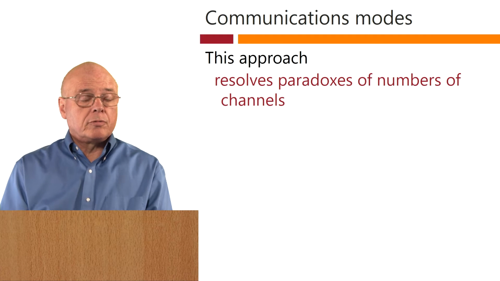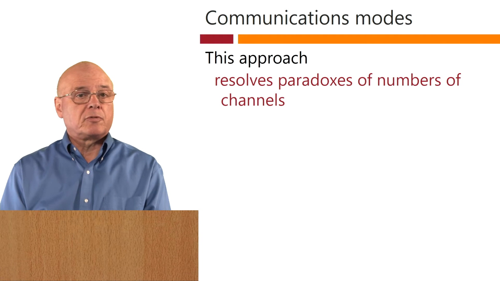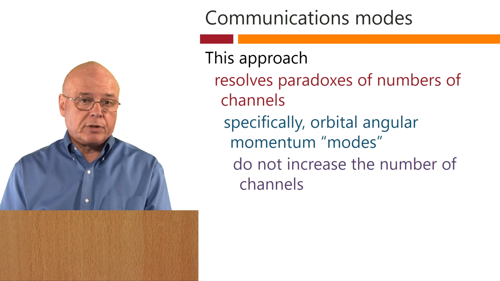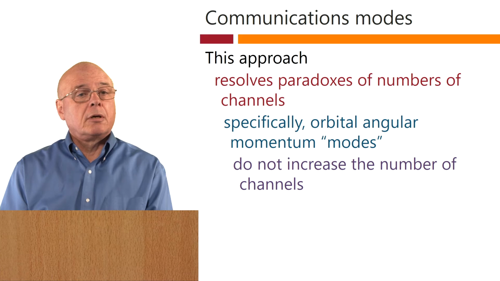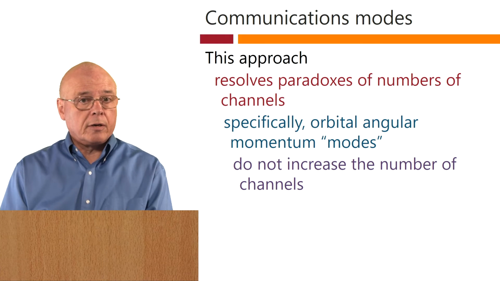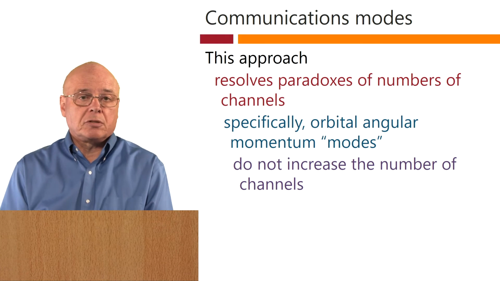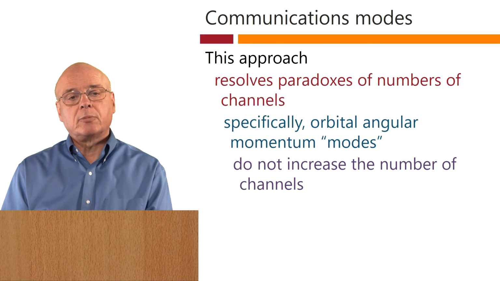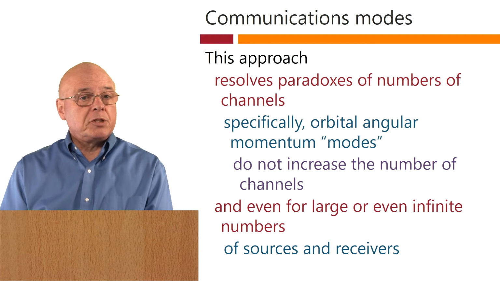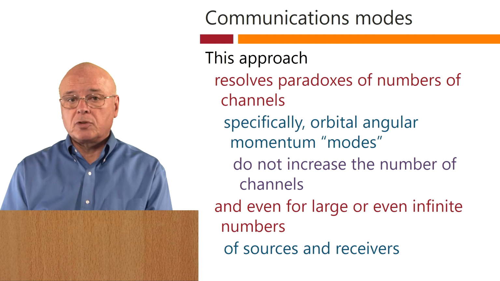This approach resolves paradoxes of numbers of channels. There has been a lot of confusion around the idea of orbital angular momentum modes. The channels we have calculated are the only orthogonal channels of the system. Adding in the concept of orbital angular momentum does not increase the number of channels. In fact, we can get exactly the same number of channels without invoking any orbital angular momentum. And this approach also works even as we go to large or even infinite numbers of sources and receivers.